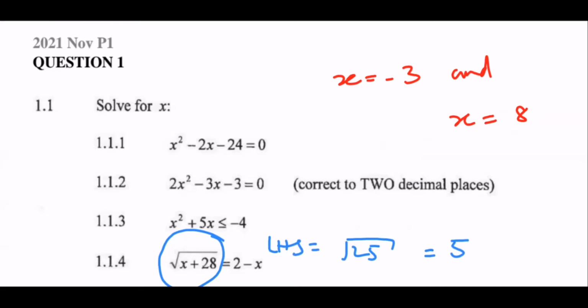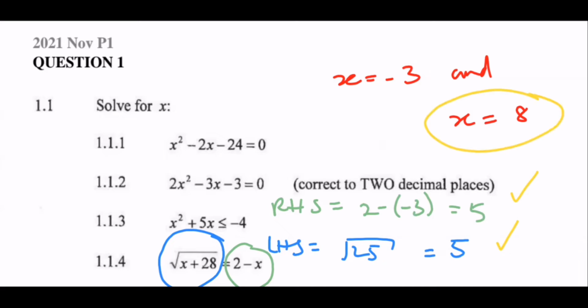Now let's have a look at the right-hand side. The right-hand side is 2 minus x. So we have the right-hand side being 2 minus, now remember x is negative 3, so it's minus negative 3. Now, when you minus a negative number, you can basically change that double negative to a plus. So it's 2 plus 3, which is also 5. Okay, that must mean that this answer of negative 3 works because the left-hand side is equal to the right-hand side. Right, let's see if the same thing applies if I substitute 8 as my x.